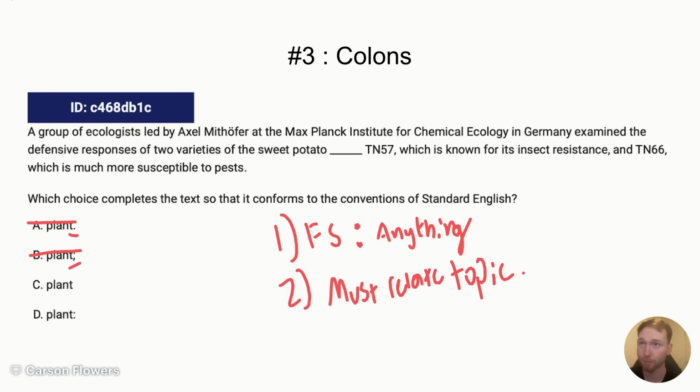Is that a full sentence? Heck yeah, it is. So we know the first rule is checked off: the full sentence coming before the punctuation right here. Let's take a look at what comes after. TN57, which is known for its insect resistance, and TN66, which is much more susceptible to pests. That looks a heck of a lot like a list to me. And the only punctuation that can separate a full sentence from a list is definitely going to be D, a colon. So D is going to be the correct answer for this question.